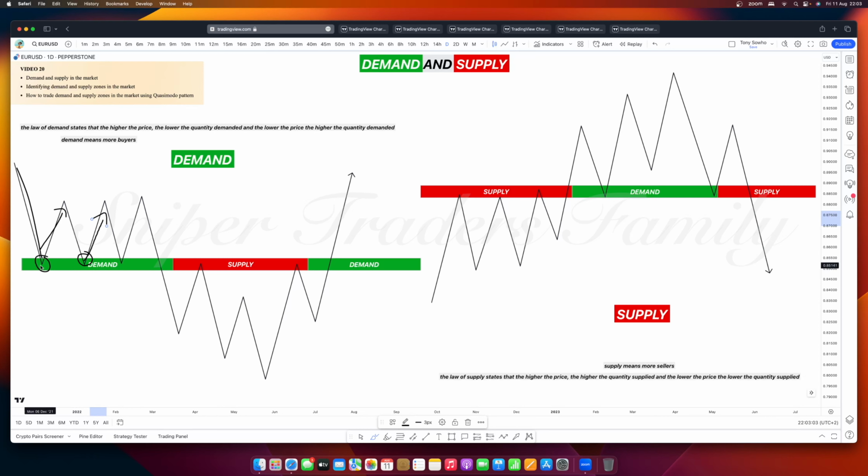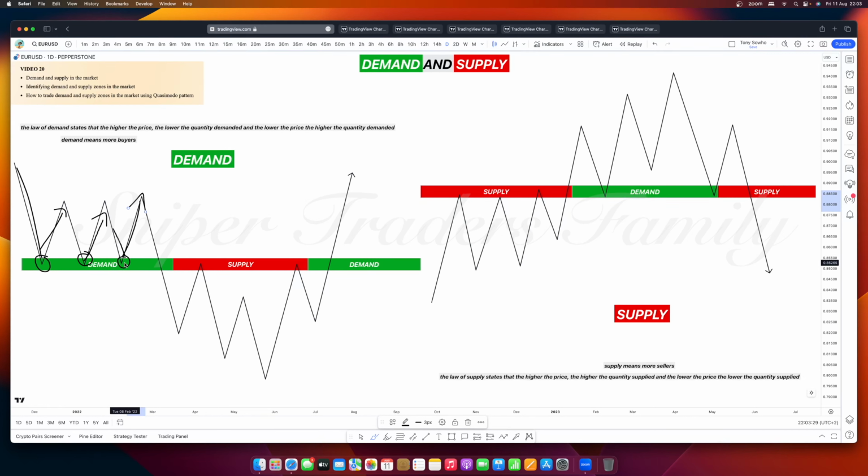So price came down, price went all the way to the upside. Price came back down to that same area, price went all the way to the upside again. Price came back there again. Can you see? And then price went all the way to the upside again. This area means that there is a demand for price to go to the upside.